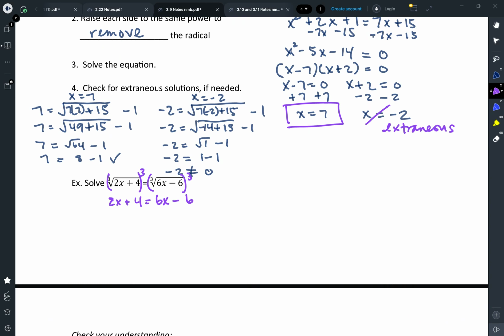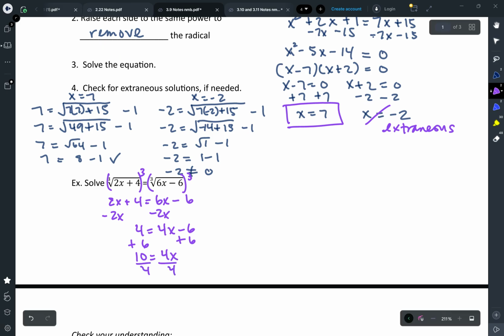So when I cube both sides, everything cancels. We just have 2x plus 4 equals 6x minus 6. Let's go ahead and subtract 2x on both sides. So 4 is equal to 4x minus 6. Then I want to add 6. So I'm doing this one step at a time, only do one step at a time. Divide by 4. And I can reduce this fraction by dividing the top and bottom by 2. So I get 5 halves is equal to x. Notice I left the x on the same side all the way down. That's the kind of work I'm looking for here.